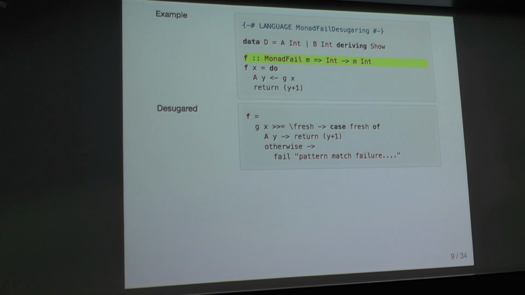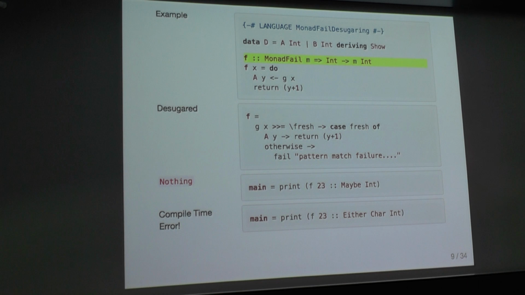Desugared this time looks pretty much the same, only this time the function fail is the one from the other class. So you can still run the program for Maybe, but for Either, if you try to run it for Either, it will tell you there's no instance for MonadFail for Either. So we turn the runtime error into a compile time error. And if there's one thing we love here, it's compile time errors, right? So well done. So that's what it's about, MonadFail. And I would really, really recommend everybody to enable this feature.